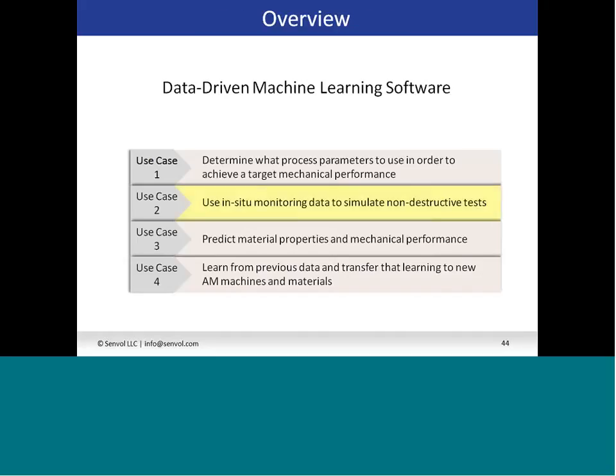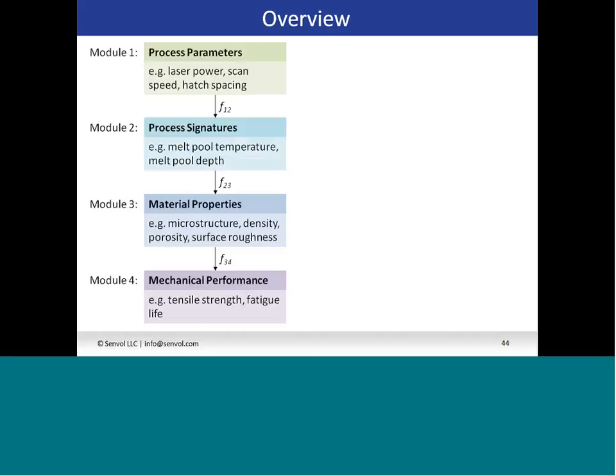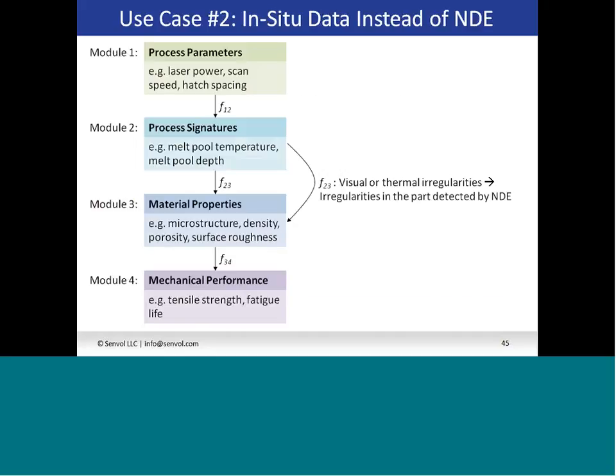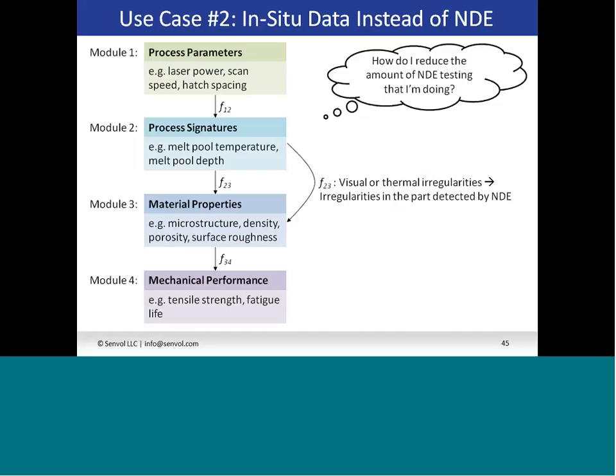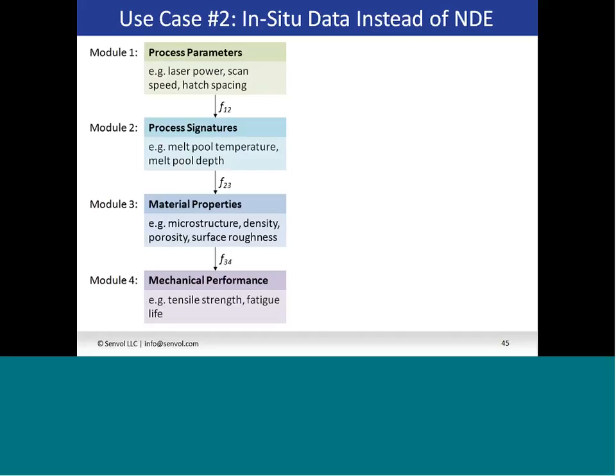The second use case I'm now going to talk about is the use of in-situ monitoring data to simulate non-destructive tests. So the example I'll show you is in F23, which is where we're looking at visual or thermal irregularities, and we're looking at that to correlate to non-destructive test results. The ultimate goal of this work is to reduce the amount of non-destructive testing that you need to do by training the machine learning software to predict what these results will be.